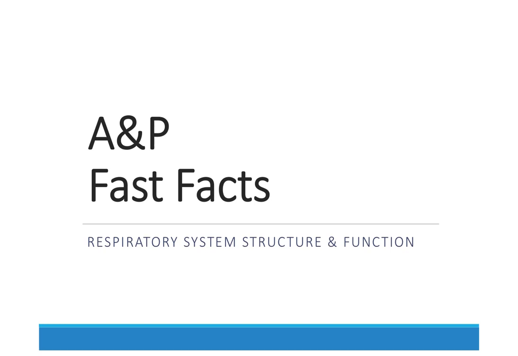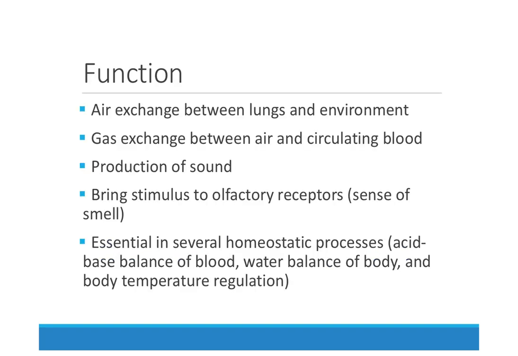In this video, I'm going to discuss the overall structure and function of your respiratory system. So certainly the most important function of the respiratory system is the air exchange that occurs between the lungs and the environment. And we need this air exchange in order to have the gas exchange that will occur between the air and the circulating bloodstream. This gas exchange allows oxygen to reach body cells and carbon dioxide, a waste product, to be given off.